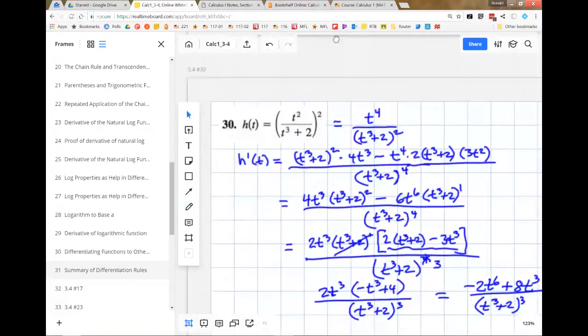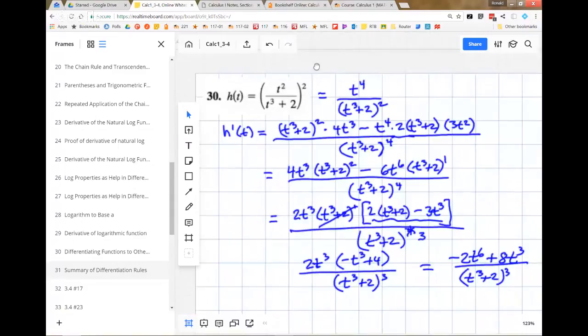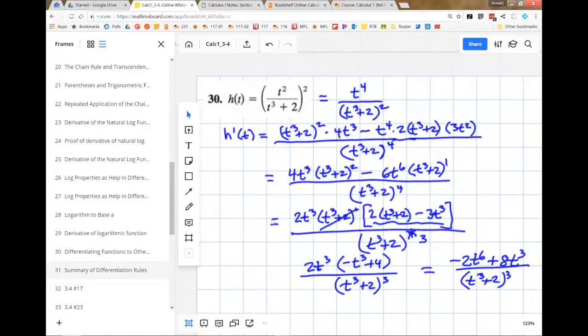Let's take a look at number 30. Okay. So number 30, we have a ratio, we have a quotient, and it is being squared. So there's no reason not to just square it. And that's what I did first there. So on top, t squared squared, it's t to the 4th. Then on the bottom, t cubed plus 2 quantity squared.